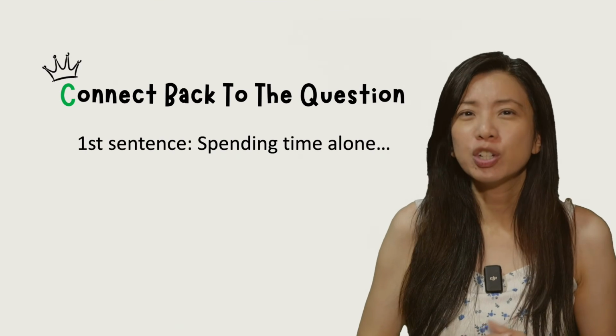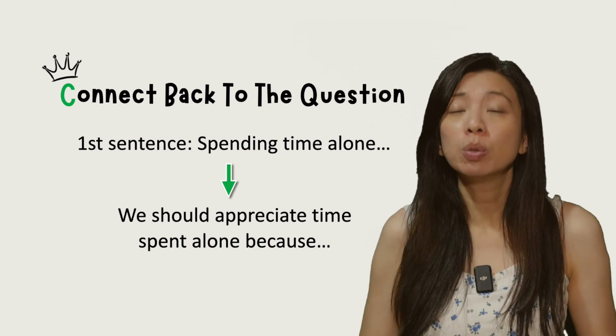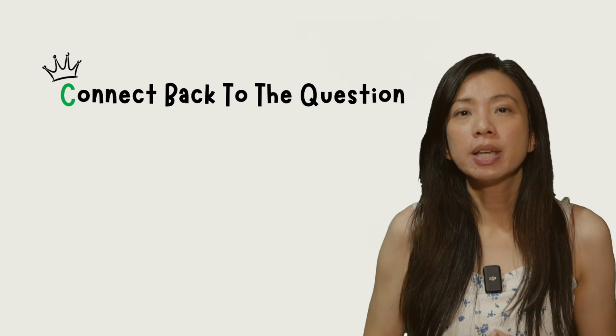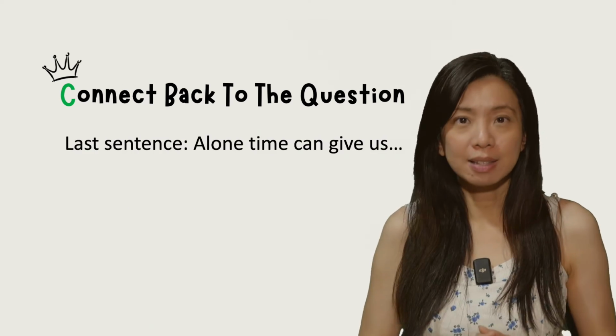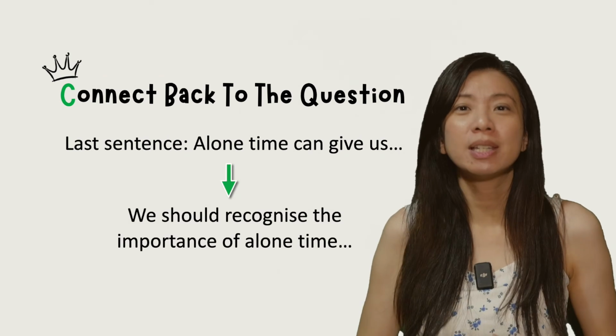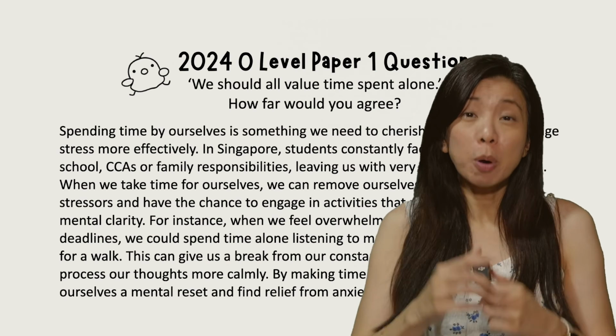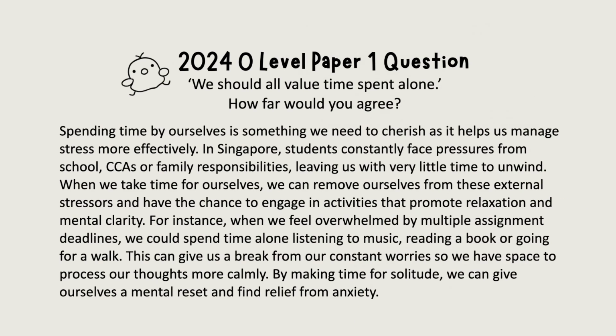In the first line, we could change it to something like, we should appreciate time spent alone because. And another sentence that we can improve on is the last line. We could say something like, we should recognize the importance of alone time. So this will be the final paragraph. You can pause the video and read it on your own now.